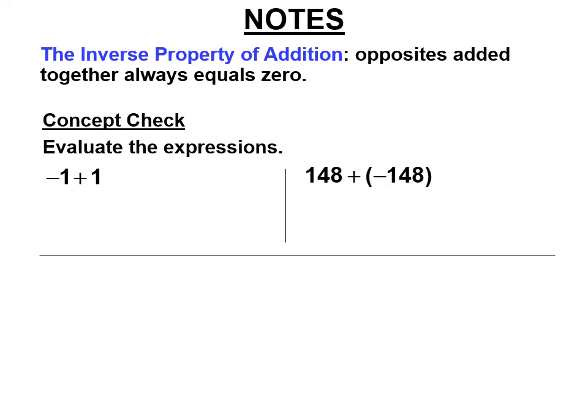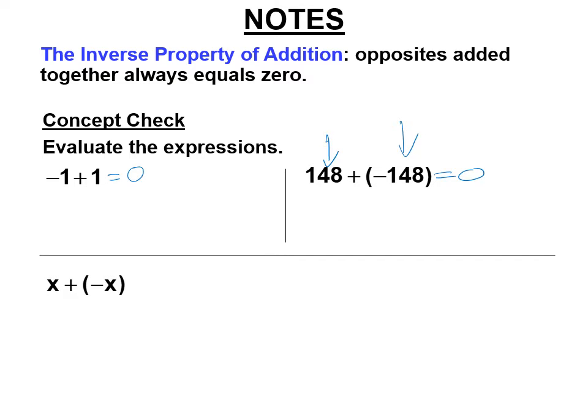The inverse property says when you add opposites, you always get 0, right? Negative 1 plus 1 equals 0. So what's 148 plus negative 148? 0. When you add opposites, you get 0. If you have $148, but you owe people $148, you really don't have any money. You just haven't paid it yet. You have 0.